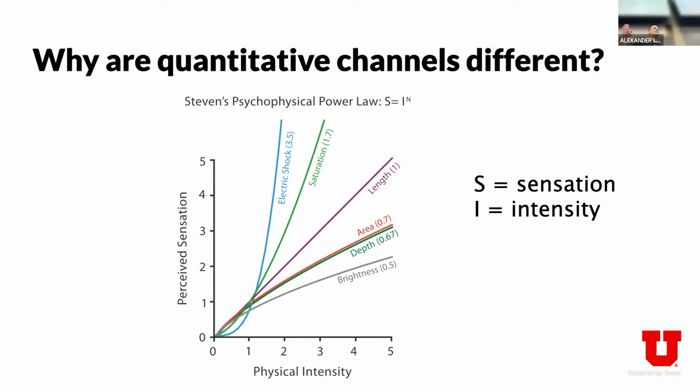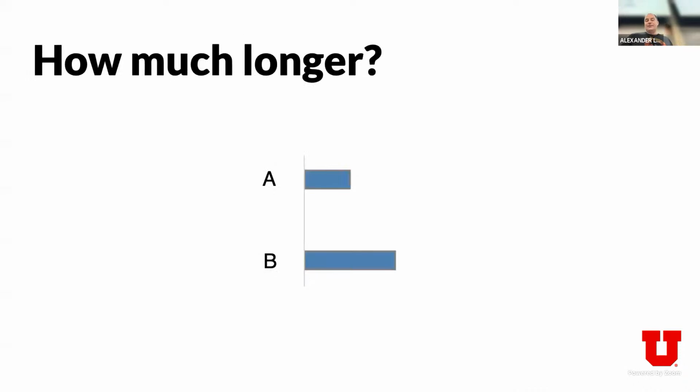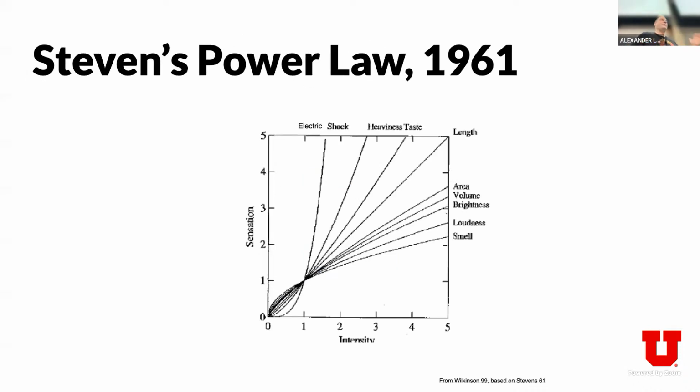That this is very reproducible across human beings. We know that we tend to over or underestimate everything except for length. And so you have the stimulus is I to the power of n, and n is the value. And so here's the original chart from one of his papers. This is from 1961, and you see heaviness and taste and loudness and volume and so on, all of those sensations being shown here.